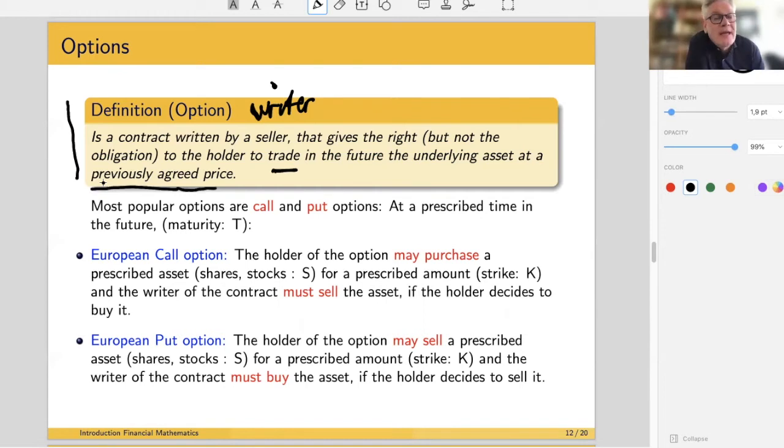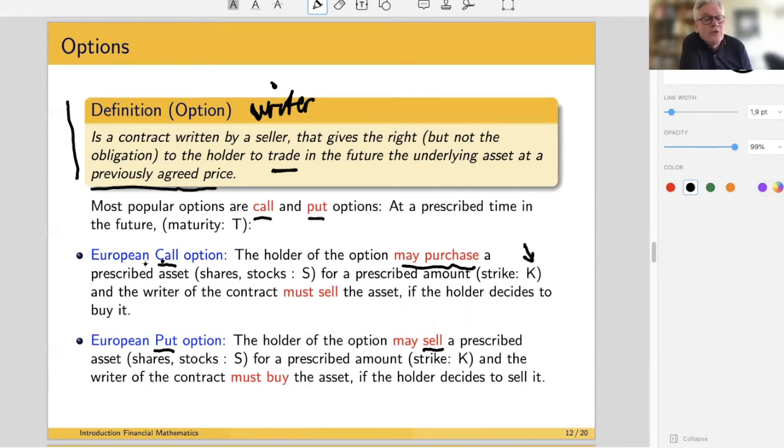Now we make it more specific. We have call options and we have put options. The call option gives the right to buy stocks in the future, whereas the put option gives the right to sell stocks in the future. So the put is selling and the call is buying. If you own a call contract, you have the right and not the obligation to buy stocks in the future for a previously agreed price, K, the strike price.